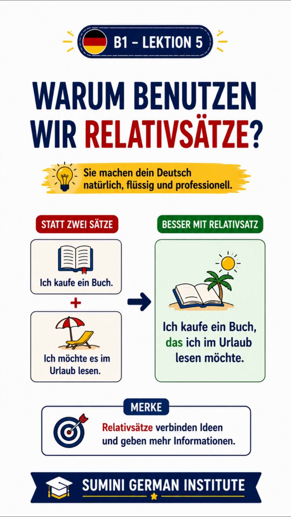Now listen to this. Ich kaufe ein Buch, das ich im Urlaub lesen möchte. I am buying a book that I want to read during my vacation. This sounds much more natural and professional. Instead of repeating information, we connect ideas together. That's why relative clauses are very important for B1 learners.